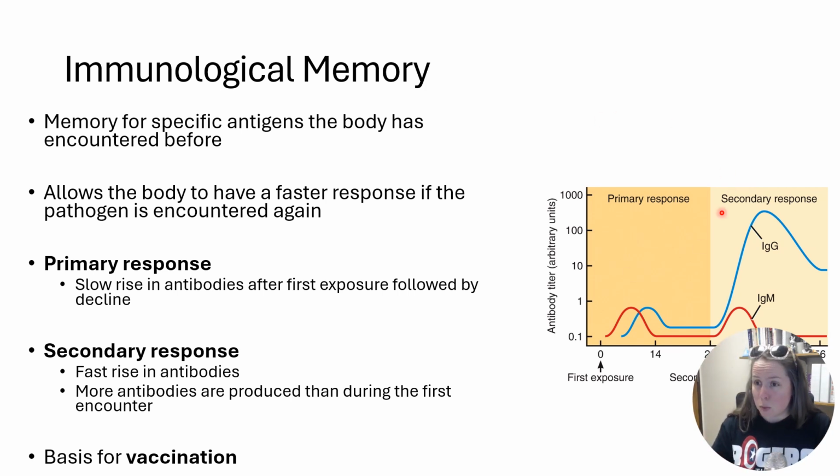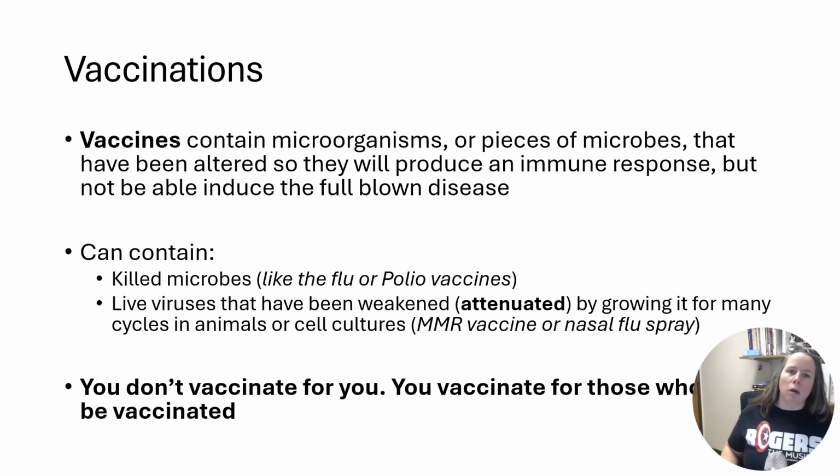And this right here, this primary response and secondary response, is the basis for vaccination. So vaccines are not medications, but basically they are given to you to help you have that secondary immune response, so you don't have to catch it the first time. Oftentimes these vaccines that we have are for diseases that if you catch it, it can kill you or it can debilitate you. So for example, we often take for granted the flu vaccine.